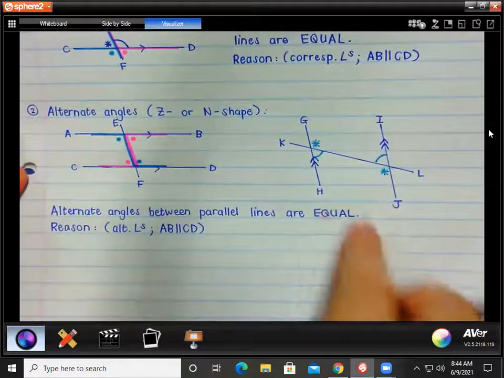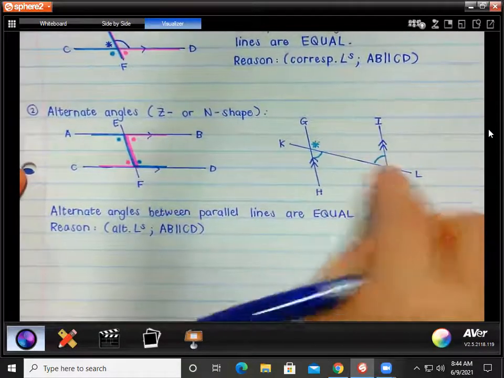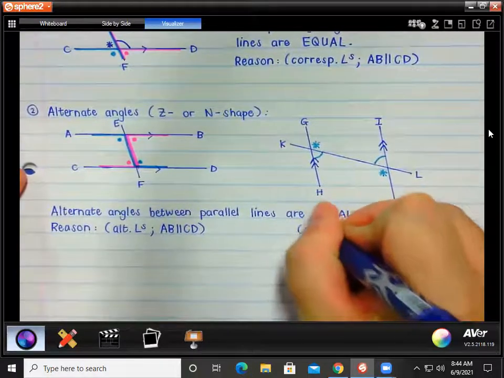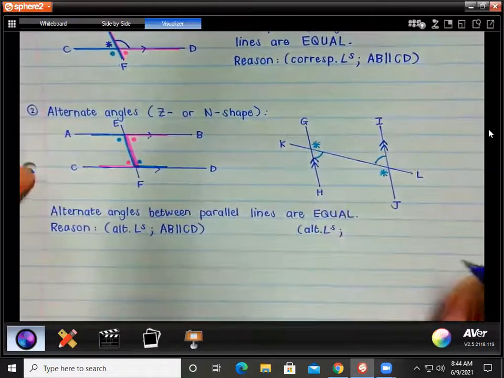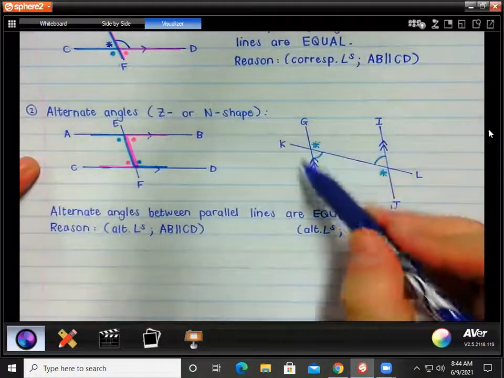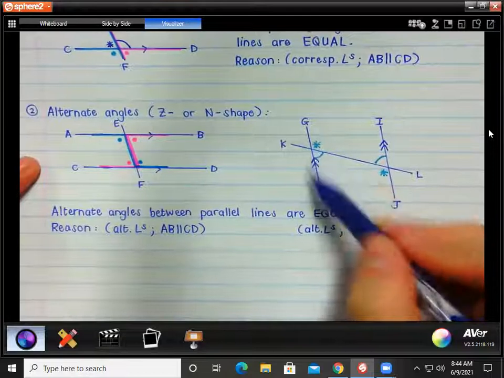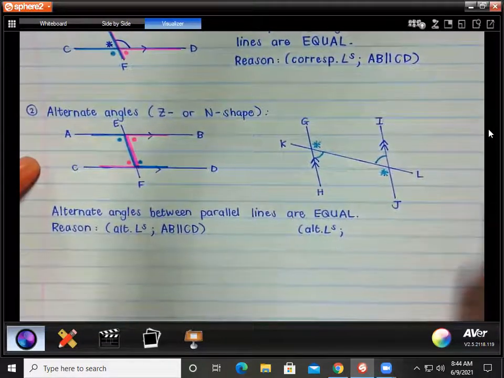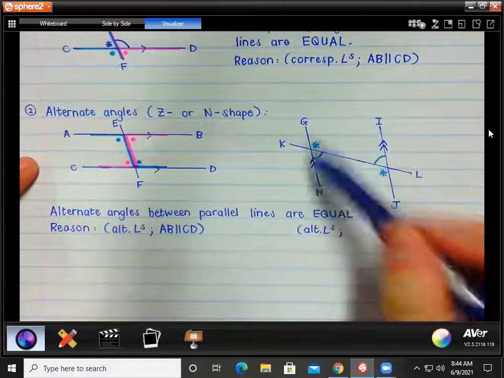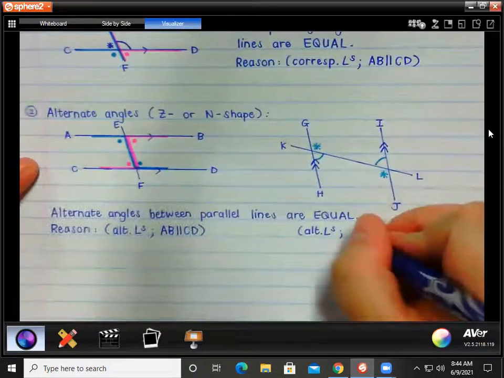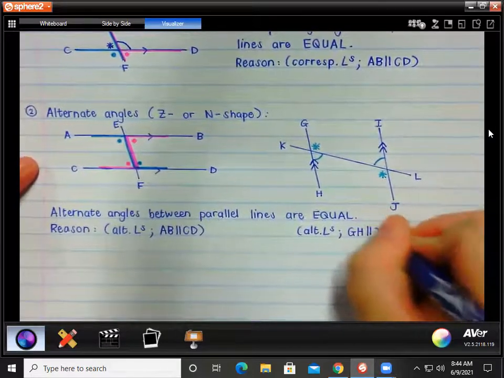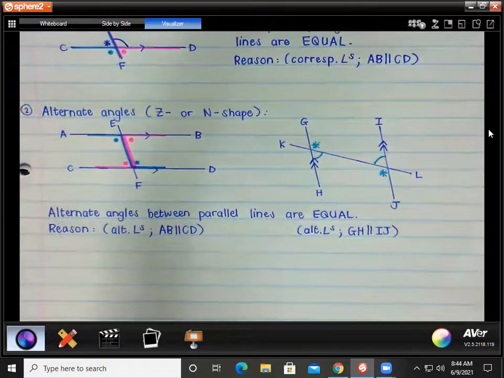And then just underneath this one, I'm just going to write the reason that we would use for this diagram because we have different lines here. So you would say alt angles. And now which lines are parallel in the second diagram, guys? J, yes, Nicholas? Yes, so GH and IJ. All right, it doesn't really matter what order you write those letters in, as long as you just have the two lines. So GH and IJ.